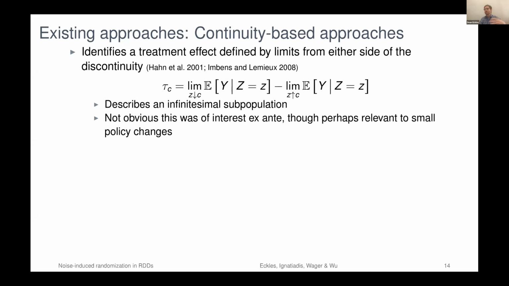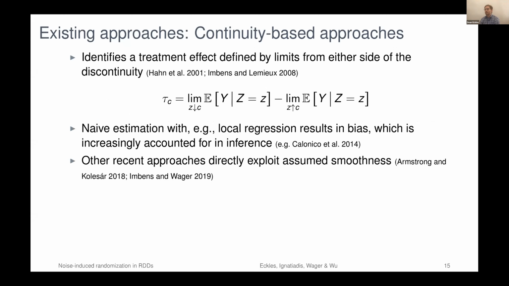There's been a lot of development in terms of identification, estimation, and inference with these methods. And so increasingly there's recognition that naive estimation of this quantity just using local regression on either side of the discontinuity results in some bias, which can be accounted for in inference using some of the methods we'll compare with. And then increasingly, there's also approaches that move beyond just trying to estimate this via regression from both sides and try to directly exploit assumptions about smoothness of the outcome function in order to construct some weights that are in some sense optimal for estimating this regression discontinuity parameter.